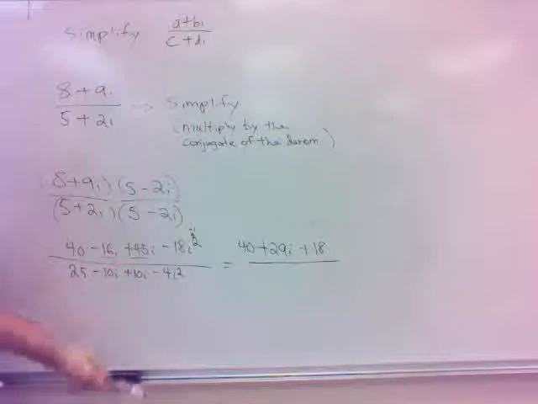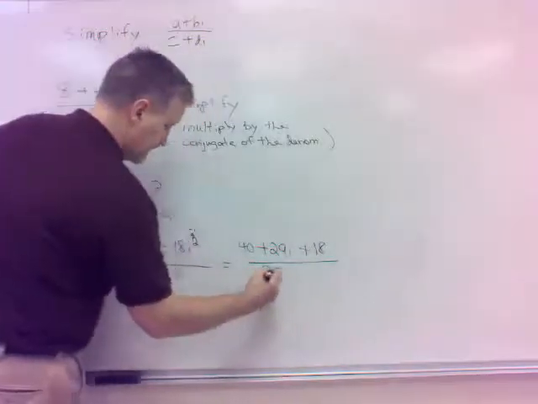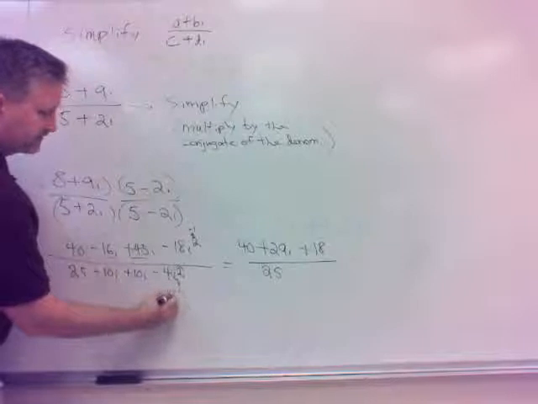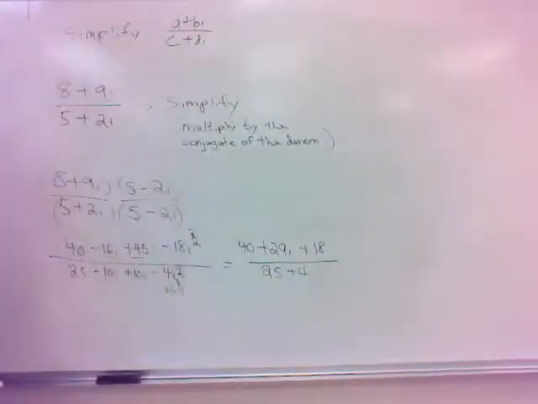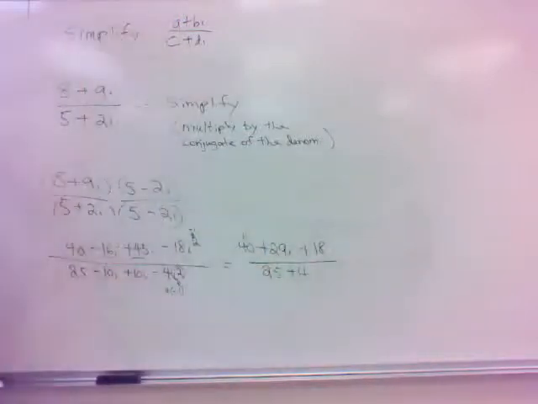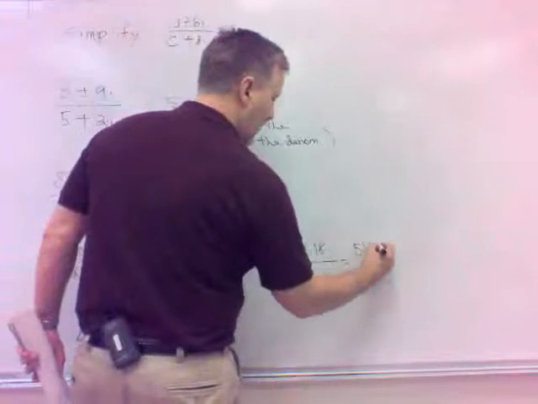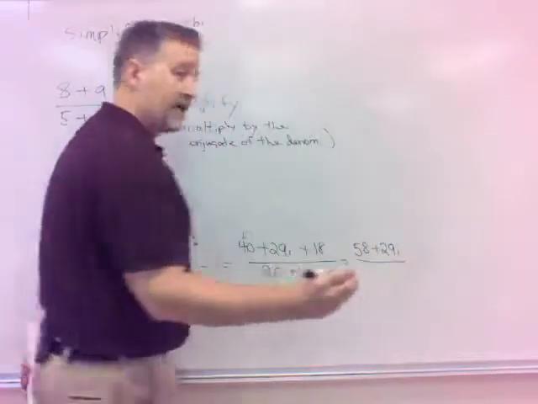Similar on the bottom happens, but even nicer, because what happens in the middle here? Yeah, the 10i's cancel out. So I just have 25, but there's the i squared again. That's negative 1, so I have negative 4 times negative 1, which is positive 4. All right, well, there's two terms there I can combine. 40 and 18 is 58. So the top is 58 plus 29i.